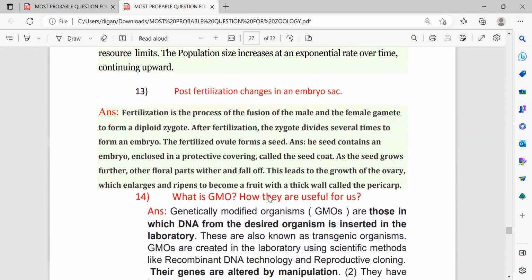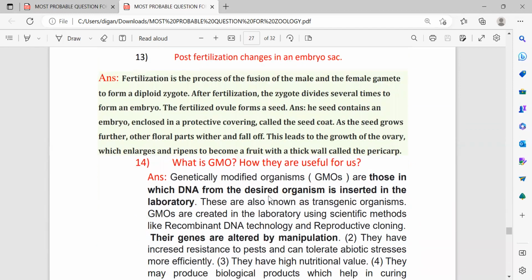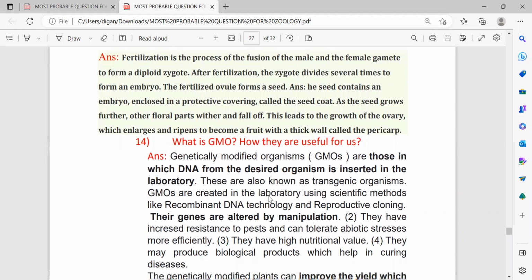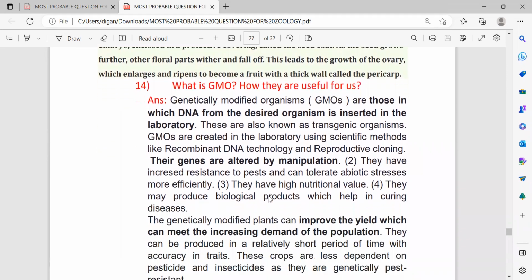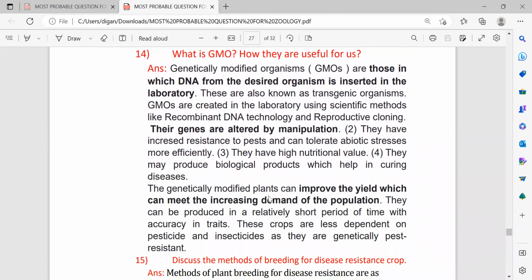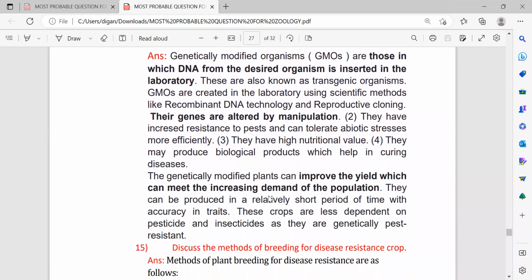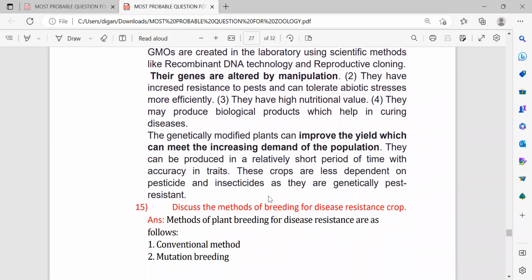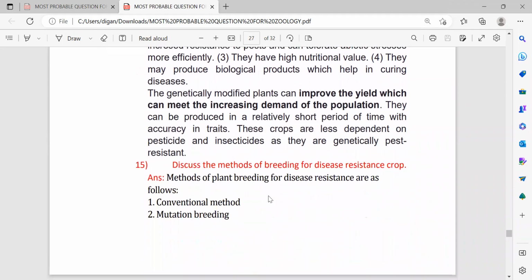Next, post-fertilization changes in an embryo sac. So this is the explanation for that. What is GMO? How are they useful for us? GMO means genetically modified organisms. And these are the answers.